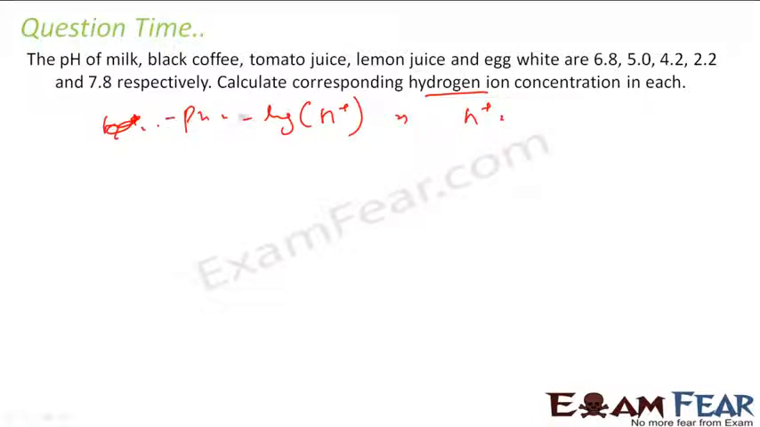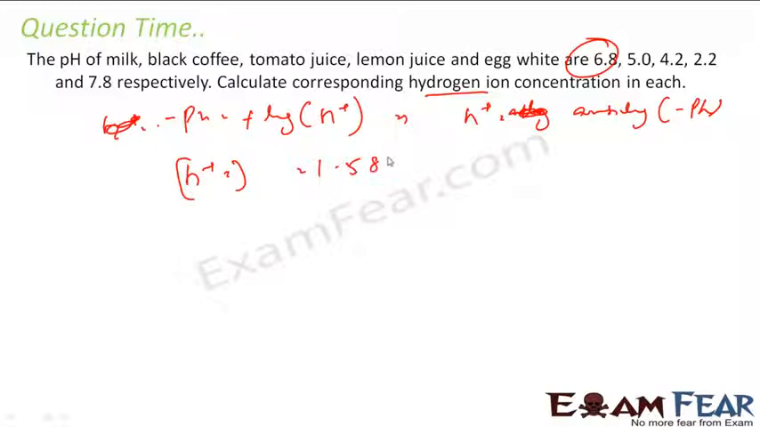if you take negative both sides, so minus pH is nothing but log of this. So H⁺ is nothing but anti-log of minus pH. So you find the anti-log of minus 6.8, you will get value as 1.585 × 10^-7. This is done for milk.